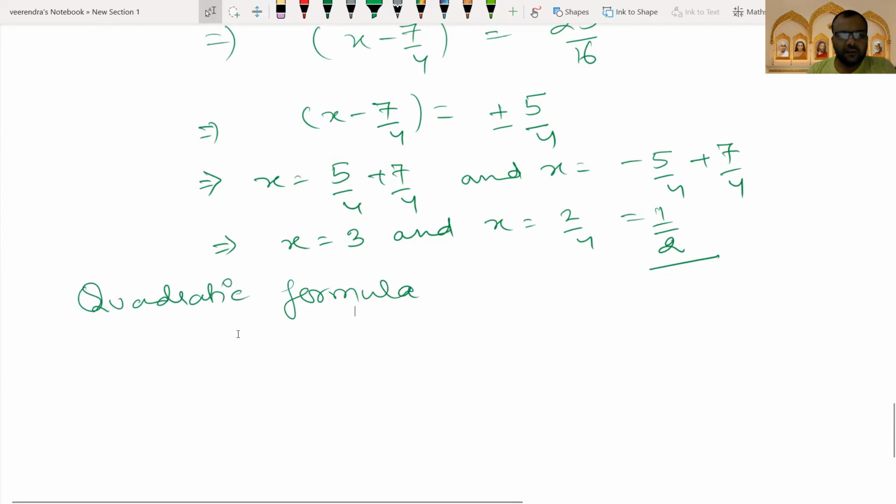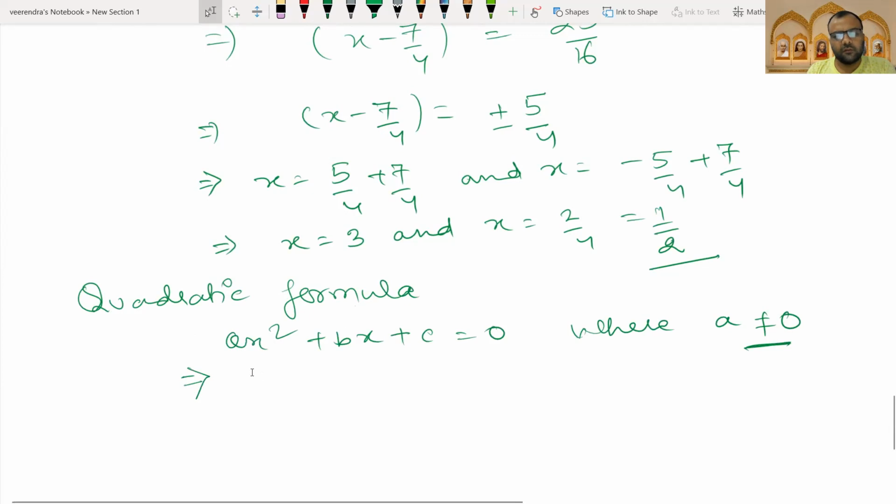We know our standard form of quadratic equation is ax² + bx + c = 0, where a is not equal to 0. Now, if I divide the equation by a, it will become x² + (b/a)x + c/a = 0.